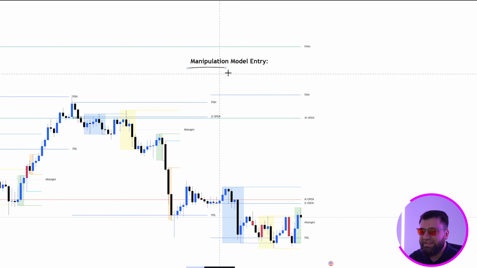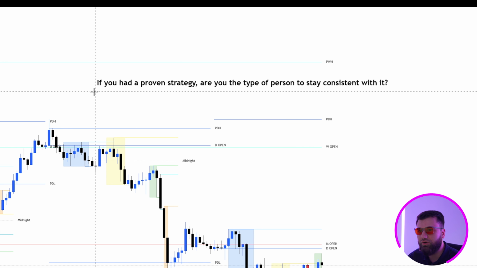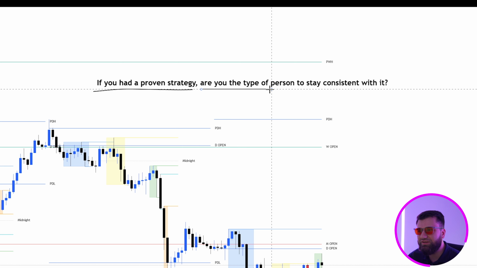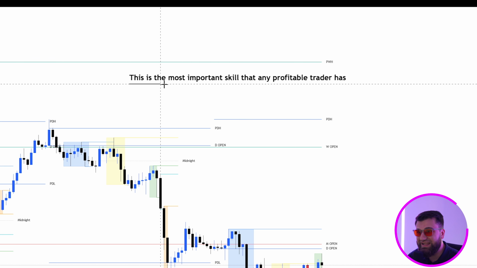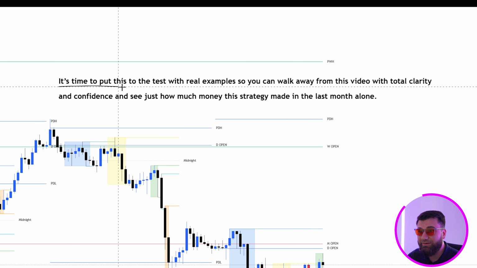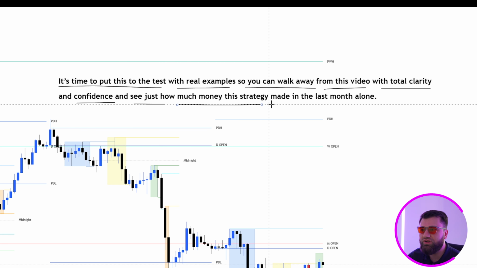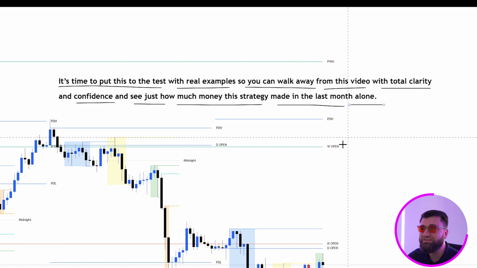So now let's get into the manipulation model entry method. One question for you before we start. If you had a proven strategy, are you the type of person to stay consistent with it? I hope your answer is yes, because that's the most important skill that any profitable trader has. So now it's time to put this to the test with real examples, so you can walk away from this video with total clarity and confidence and see just how much money the strategy made in the last month alone.